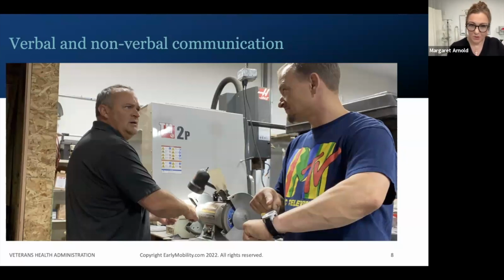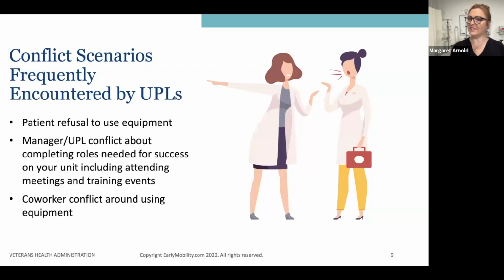And that's why sometimes when we talk about these crucial conversations today in this module, you'll learn about some of these scenarios that are set up as crucial conversations. There are several conflict scenarios frequently encountered by unit peer leaders, and many of you will be able to relate to these. Patients refusing to use equipment, managers or unit peer leader conflict about competing roles needed for success on your unit. This can include things like attending meetings and training events, time, co-worker conflict around using equipment. I don't have time. We learned about some of these in the previous slides.